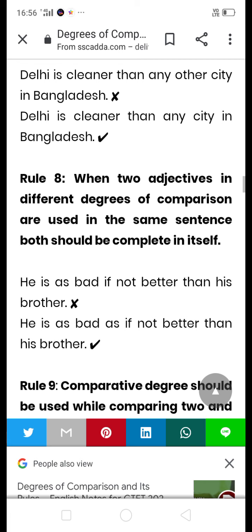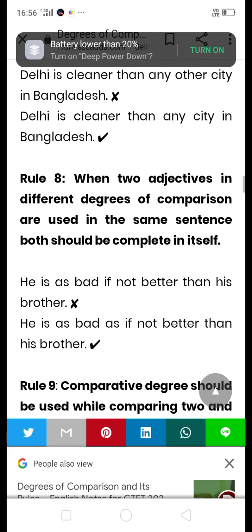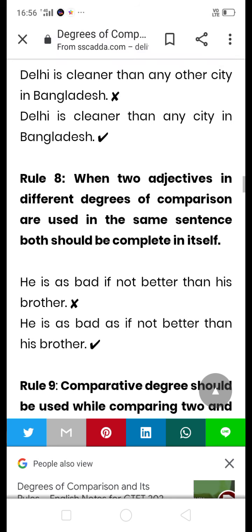Then rule number 8. When two adjectives in different degrees of comparison are used in the same sentence, both should be complete in themselves. Means if two adjectives in different degrees of comparison are used in the same sentence, both parts have to be completed separately. Now see, "He is as bad if not better than his brother."